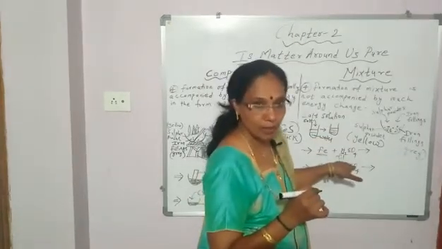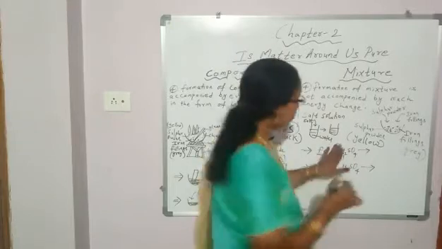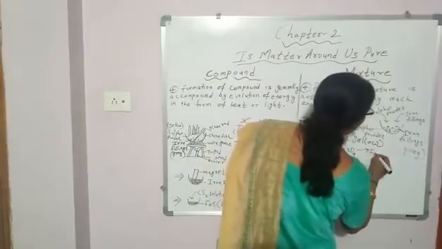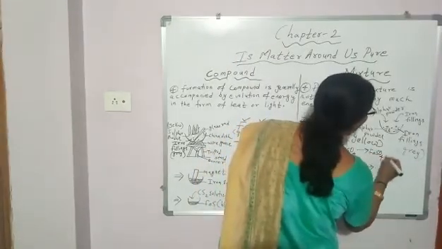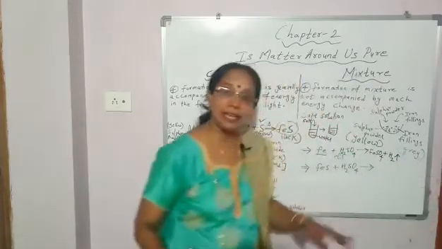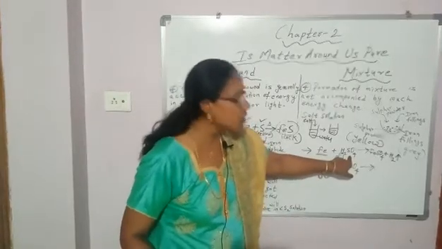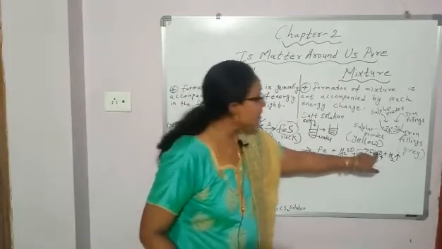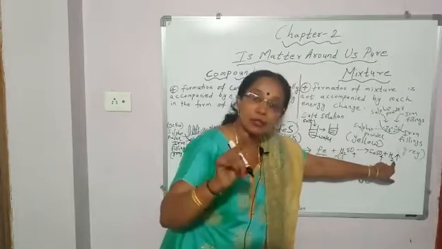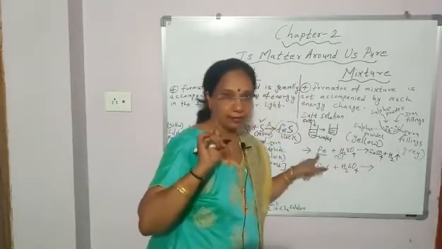Displace hydrogen means remove hydrogen and take its place. So, it will change to FeSO4 and hydrogen will come out in the form of hydrogen gas. So, to iron, if you add dilute sulfuric acid, which gas is evolved? Hydrogen gas. This is the second property of iron.